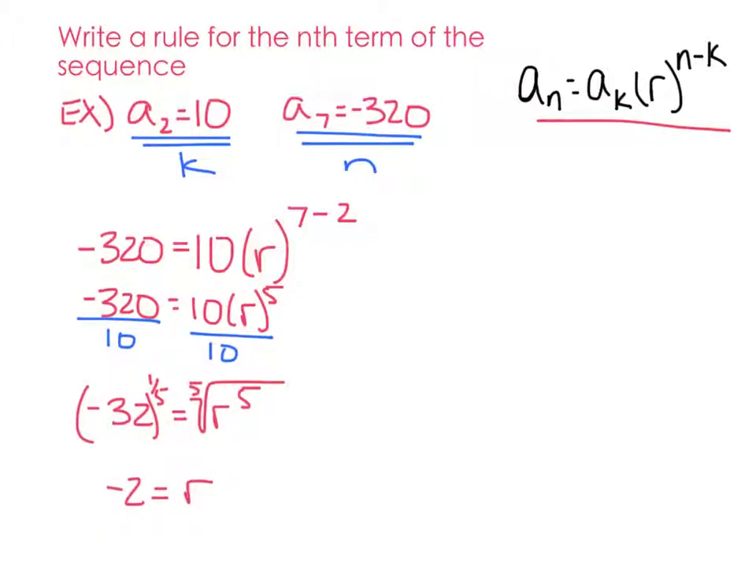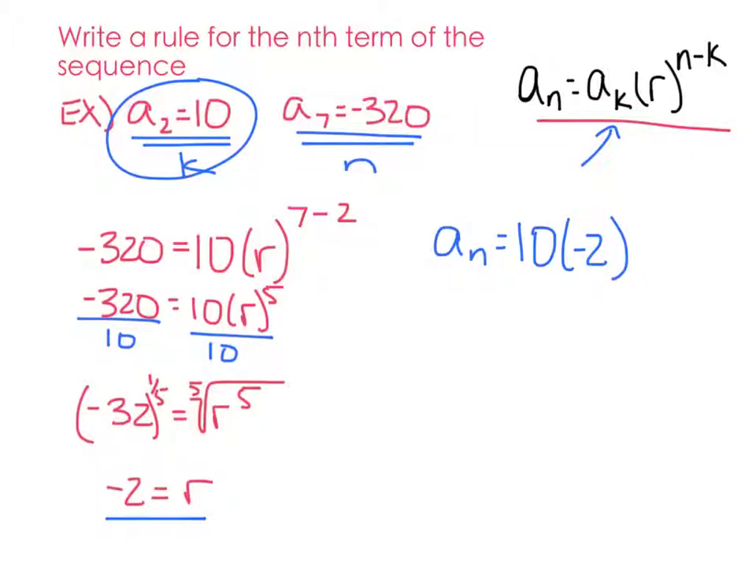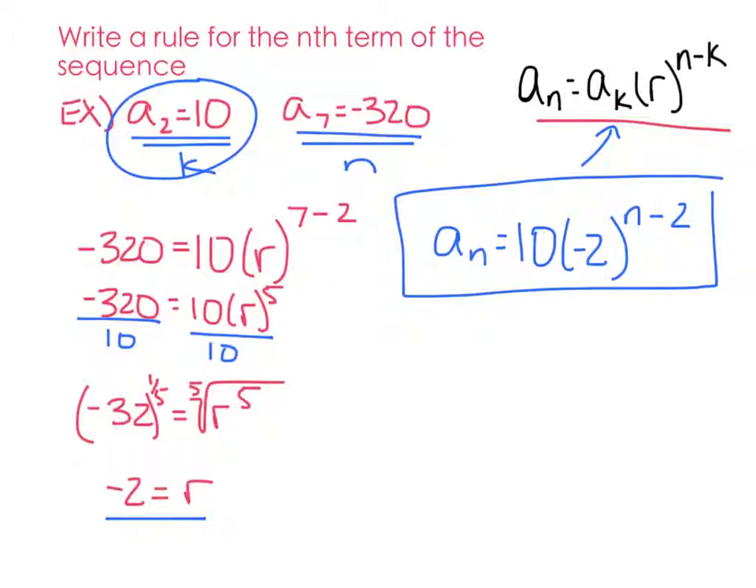All right, yesterday, once we solved for d, we just chose one of the terms of the sequence. We're going to do the exact same thing here. Now that I have r, I'm going to just choose one of my terms. I'll choose this one, and I'm going to plug it back into the general form. So a sub n equals a sub k, 10 times negative 2 to the n minus 2. So this formula will give you any term in the sequence.